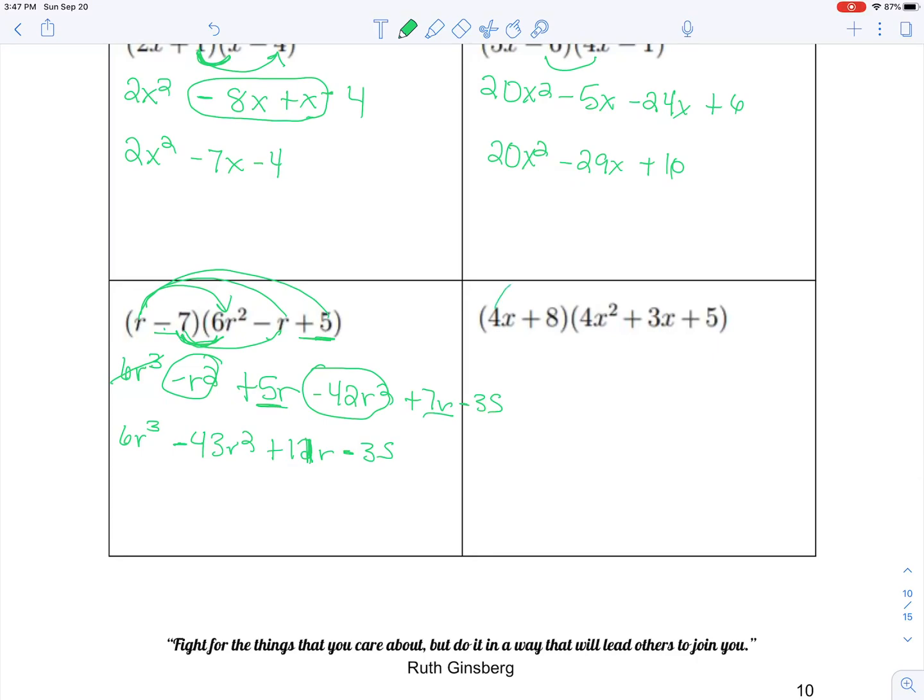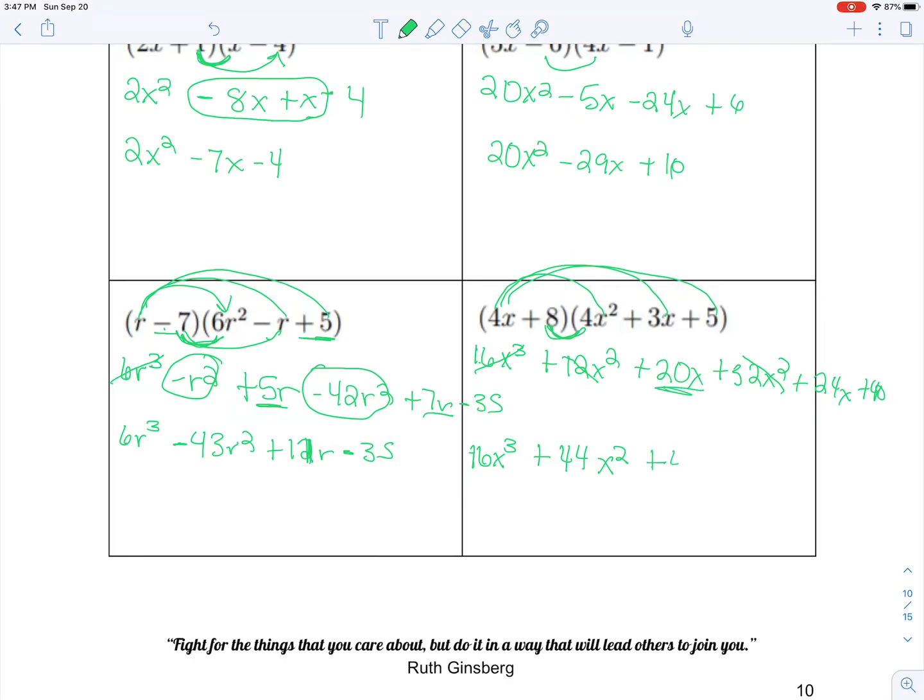I have to use just the distributive property. So I'm going to distribute the 4x to everything. I get 16x cubed plus 12x squared plus 20x. We do the same thing with the one on the bottom. I get 32x squared plus 24x plus 40. All right, just putting this all together, we get 16x cubed. 12 and 32 is 44. You have 20x and 24x, that's plus 44x, and that's plus 40.